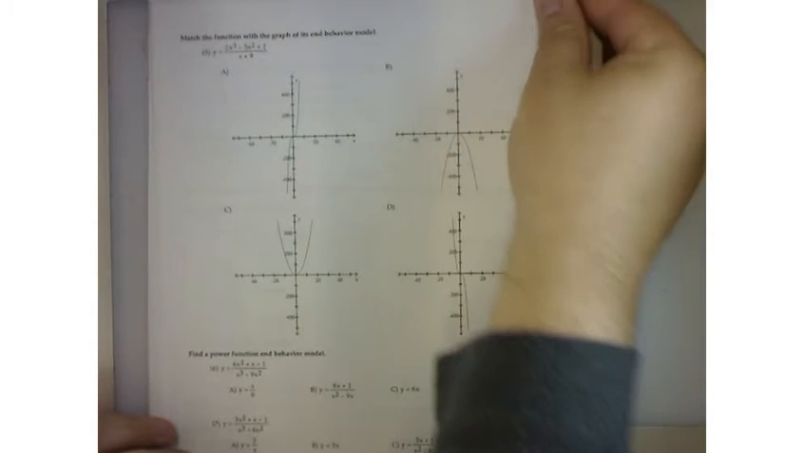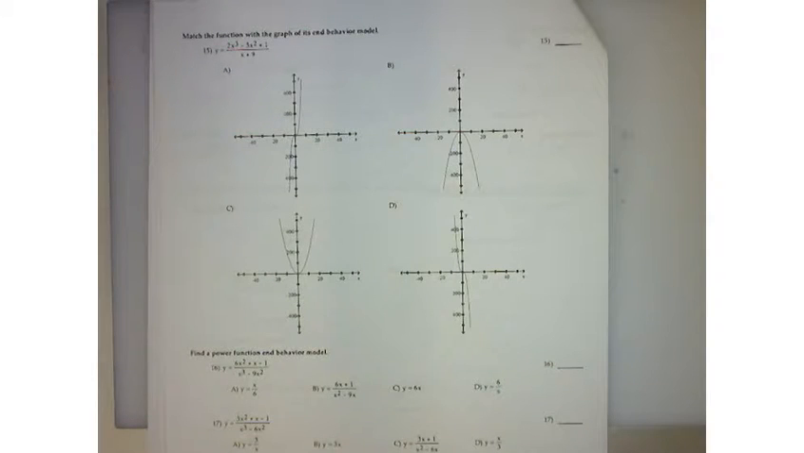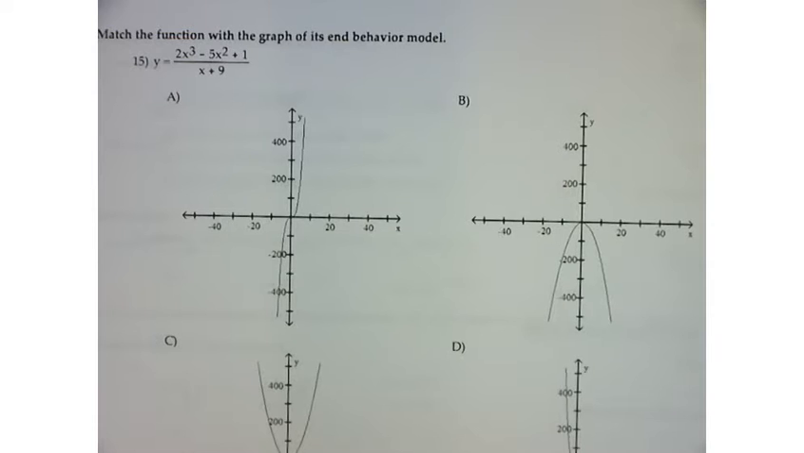So for problem number 15, it says match the graph with its end behavior model. Truthfully, you can plug this in your calculator and find out what the end behavior is. I mean, you're just matching the graph. Now this is a parabola. And you know how I know that?